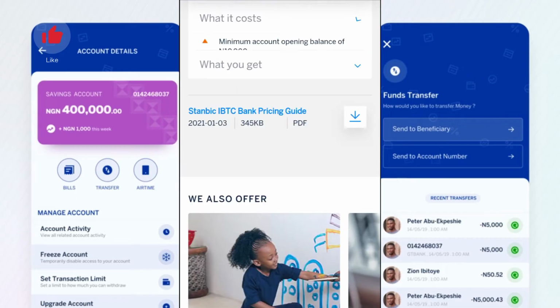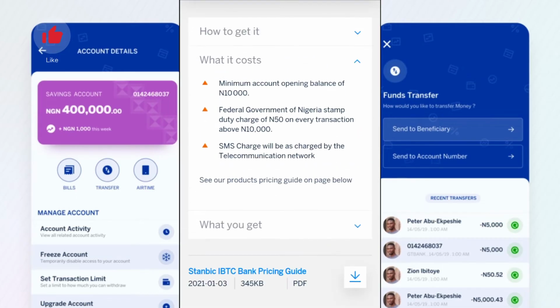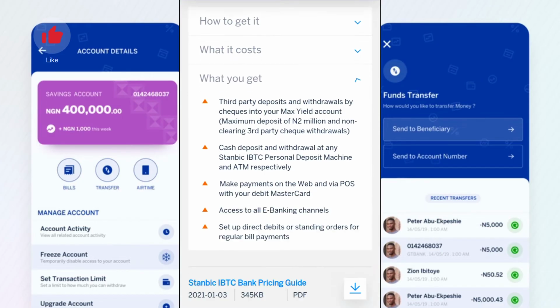Now, what is it going to cost you? Your minimum account opening balance of 10,000 naira, a Federal Government of Nigeria stamp duty charge of 15 naira on every transaction above 10,000 naira. SMS charge will be as charged by your telecommunication provider.